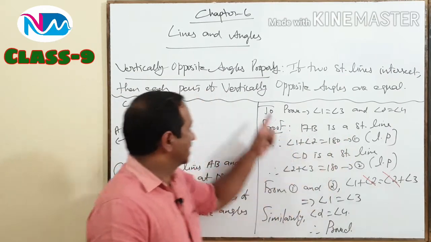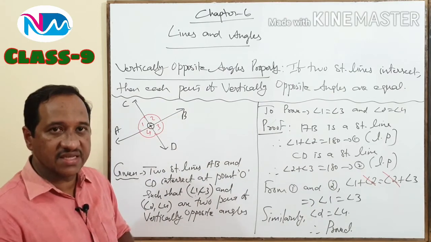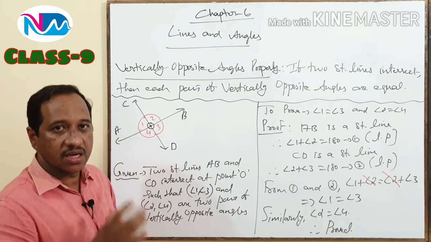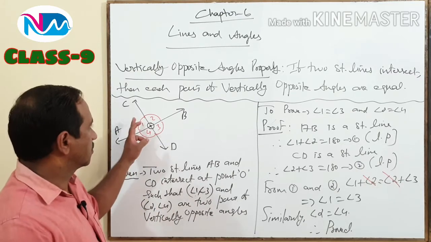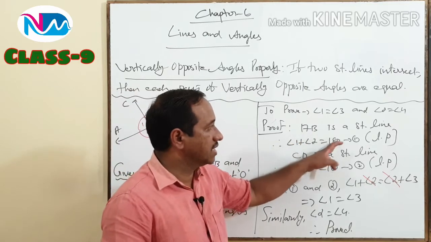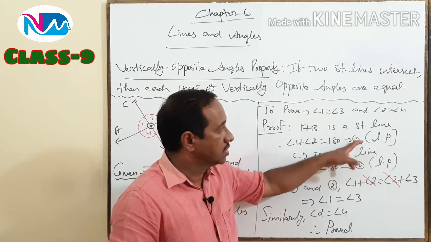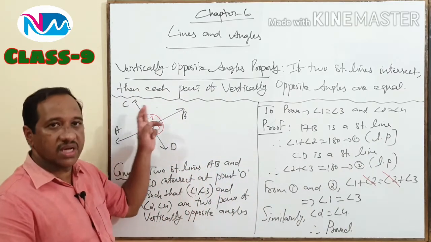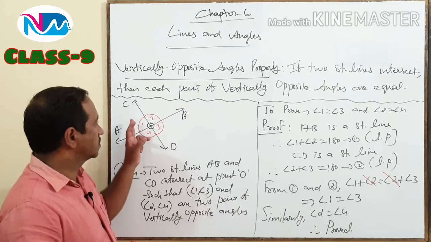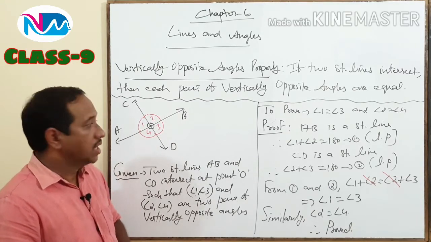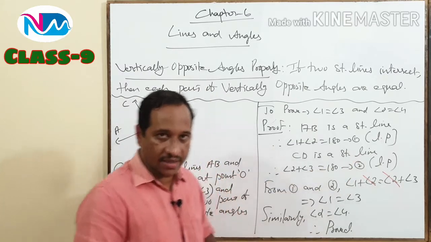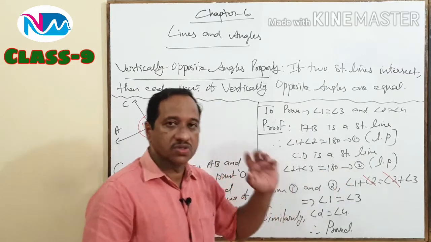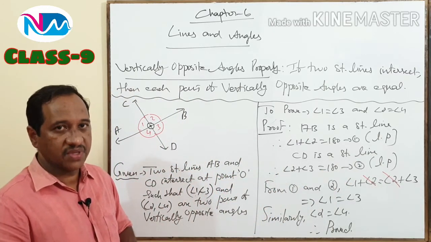First, AB is a straight line. If AB is a straight line, angle 1 and angle 2 form a linear pair, therefore their sum is 180. Therefore, angle 1 plus angle 2 is equal to 180, which is given equation 1. The reason is written linear pair. That is, angle 1 plus angle 2 is equal to 180 because they form a linear pair. Now, CD is also a straight line. Therefore, angle 2 plus angle 3 is equal to 180 because they also form a linear pair, which is given equation number 2.